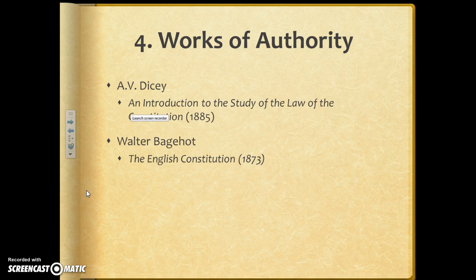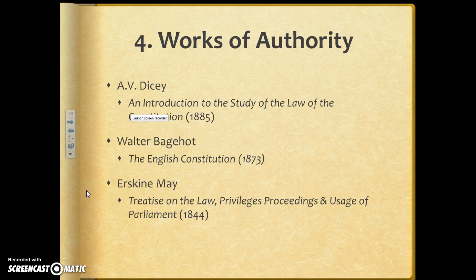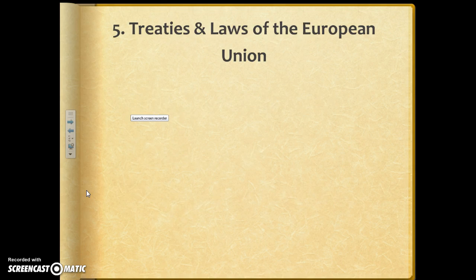Finally, works of authority. These are writers who just happen to be in the right place at the right time. You only need to know that they exist, and there are the three main ones. One that may be adopted in due course is Constitutional Theory by Geoffrey Marshall, but I haven't seen that referred to as yet, but we'll watch that space.